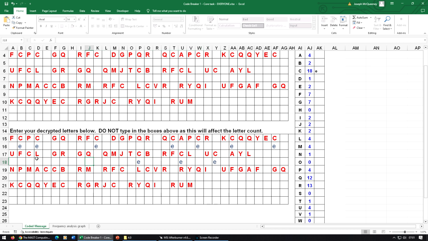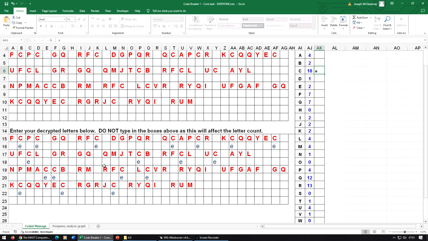Easier really to use the keyboard rather than the mouse. So we'll go through that. I may have missed one or two, but the idea is go through, fill all those in. So put E in this one here, pause the video, and then put E into everything in your message, then come back.